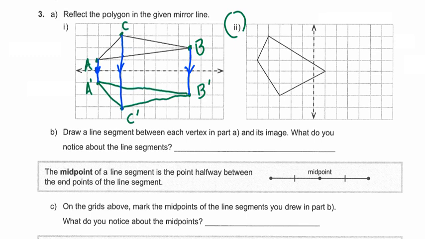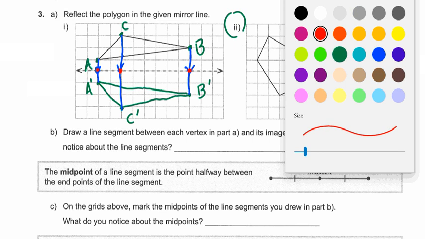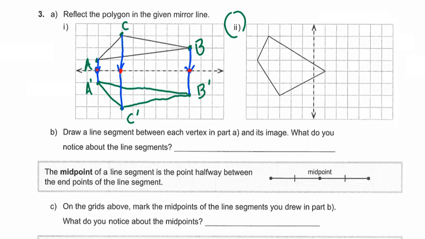So interestingly, I'm going to choose another color. The midpoints of A to A prime, C to C prime and B to B prime are all along the mirror line, which is what it should be if we've drawn it correctly. Okay? So what do you notice about the midpoints? You can do that here.